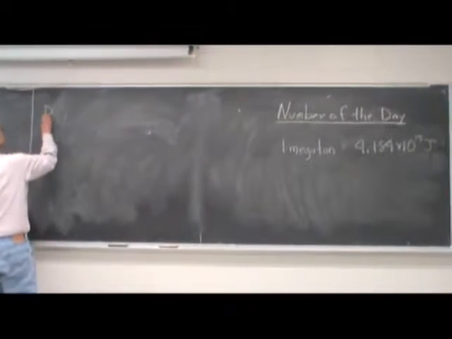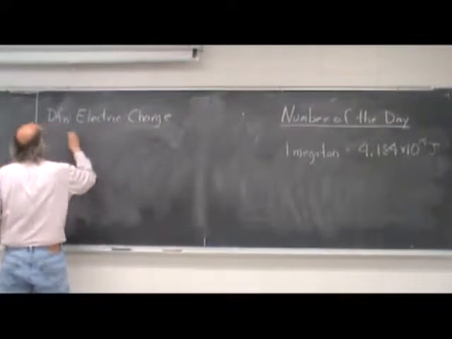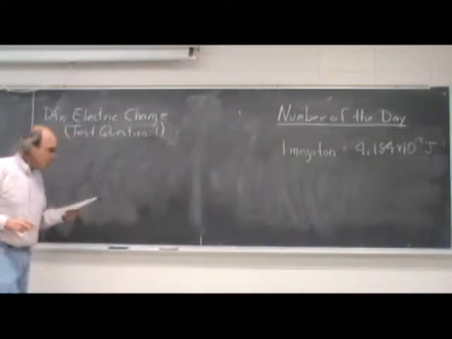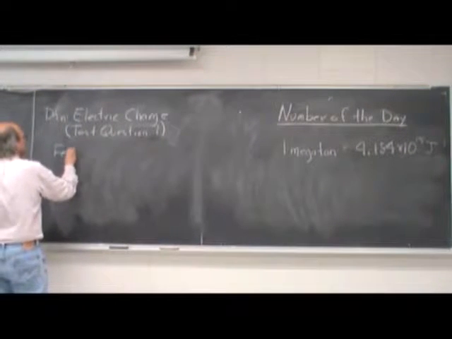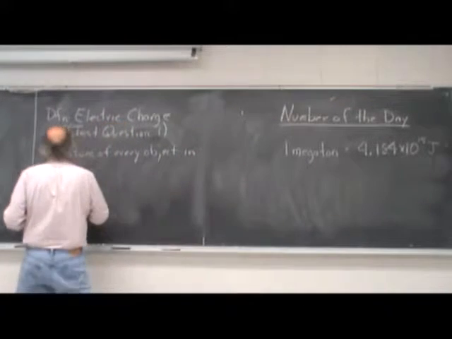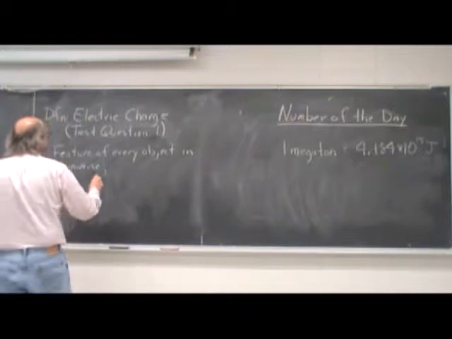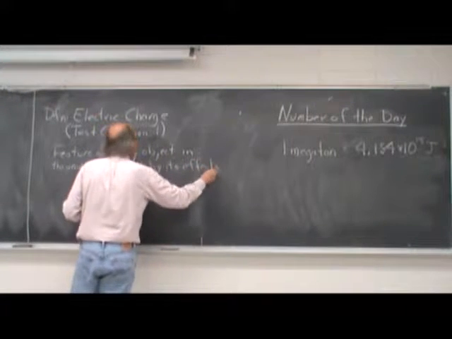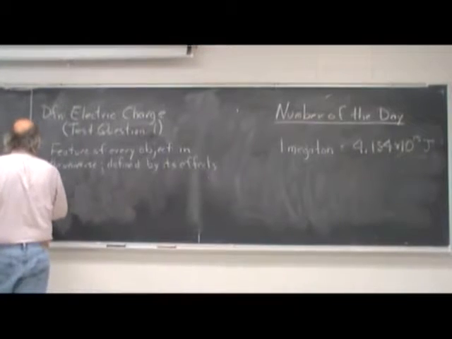So we're going to define electric charge. DFN will be definition. And this will be the first test question. So in effect, we're going to spend all semester defining it. So it's a feature of every object in the universe. And we're going to define it by its effects. For almost all processes, certainly all chemical, all electrical processes, it's the most important feature.